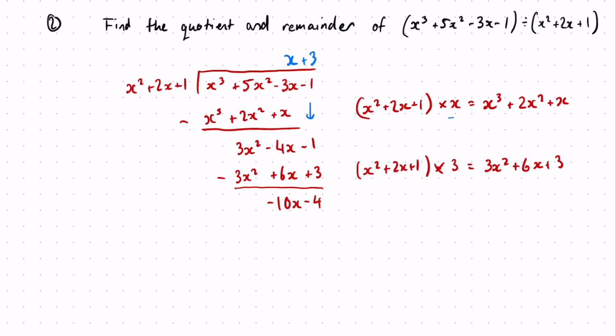So our quotient is x plus 3, and our remainder is minus 10x minus 4. Hopefully you understood that and you're able to have got some questions yourself now. Good luck, and I'll speak to you again soon.